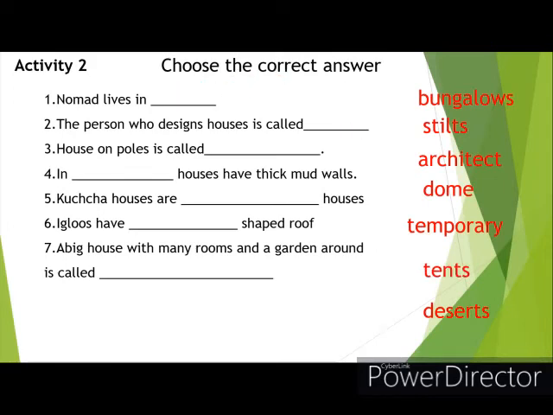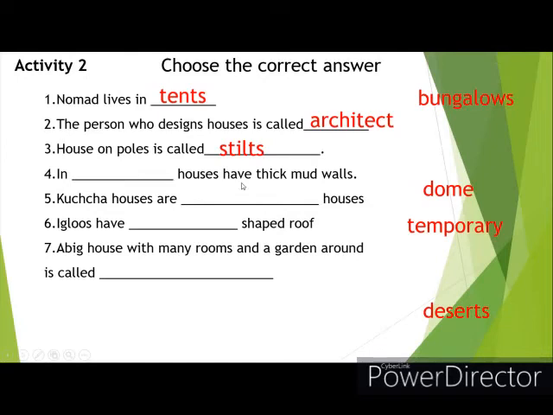And next is choose the correct answer. We already did this activity, again we are doing the same thing just to revise all the points. Nomads live in tents. The person who designs houses is called an architect. House on poles is called stilt house.